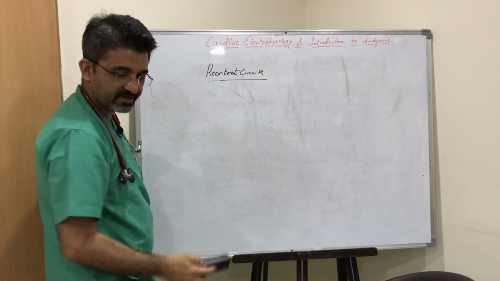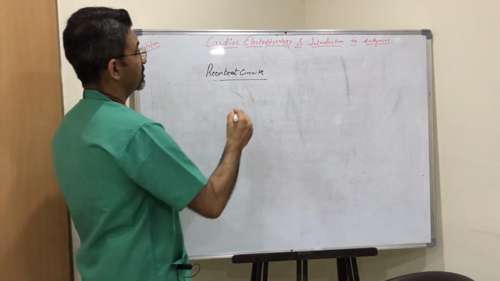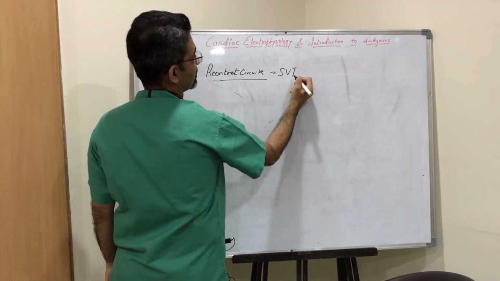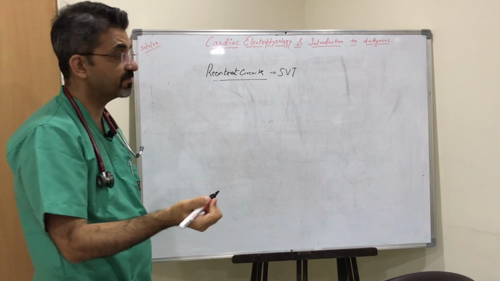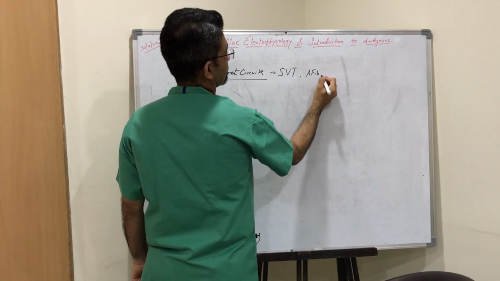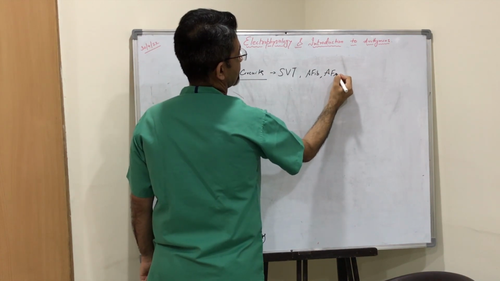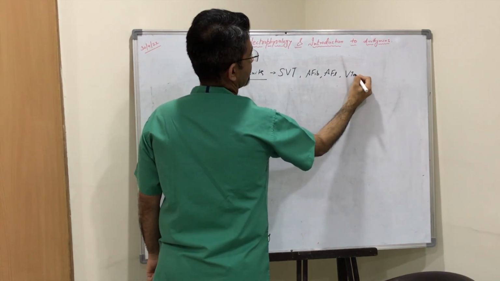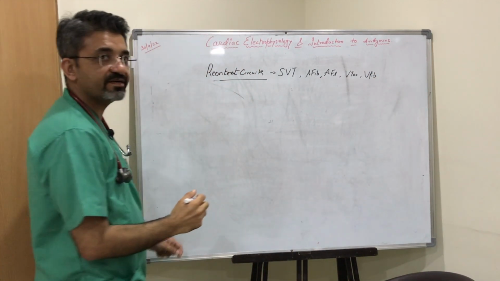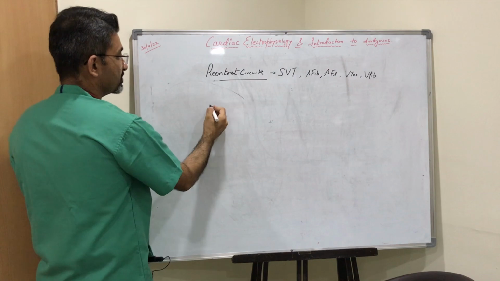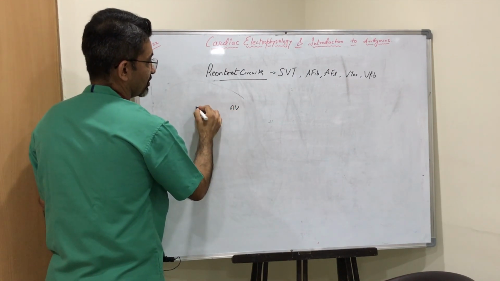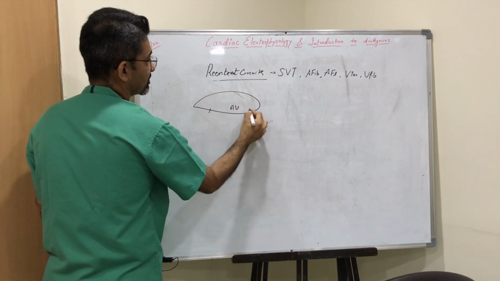So reentrant circuits are generally implicated in the development of SVT, that is AVRT or AVNRT, in atrial fibrillation, atrial flutter, VTAC, VFib. These reentrant circuits can be at the AV junction or atrioventricular junction, anywhere.